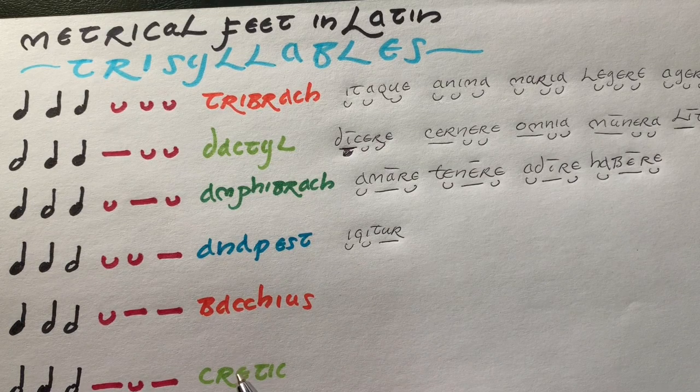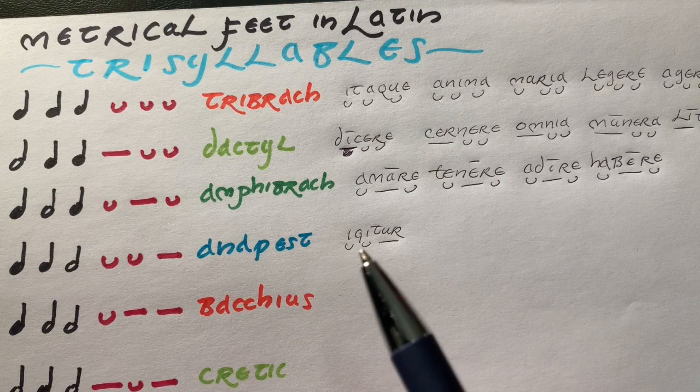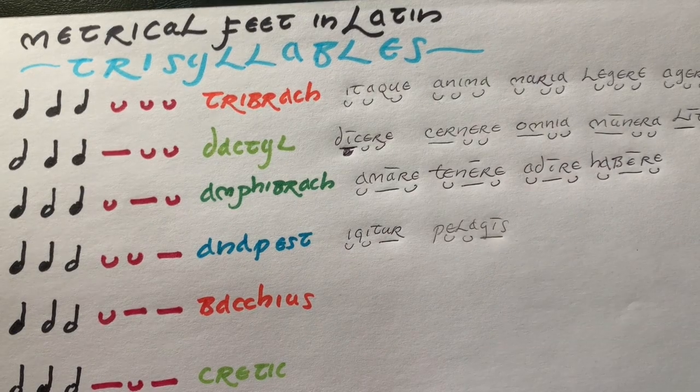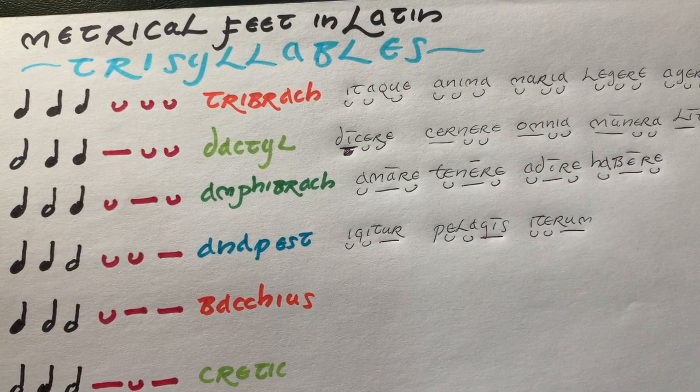Well, that's the rhythm of the cretic. Igitur is wrong, because it's not a cretic, it's an anapest. Igitur. These rhythms are the inherent nature of the words. These rhythms are lexical. They are part of the identity of the word in Latin. Pelagis, in the seas. Iterum, iterum, again.